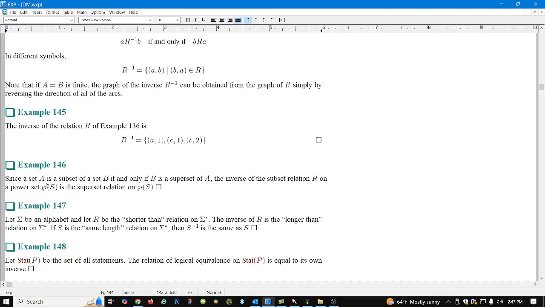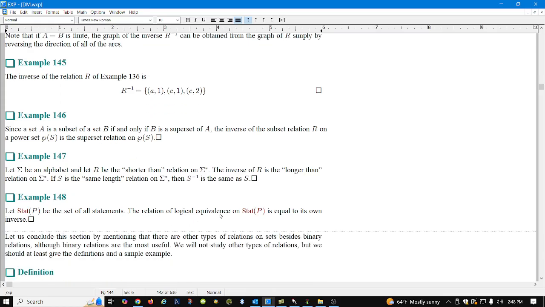So for the subset relation on a set A, the inverse is the superset relation. For words over an alphabet, the inverse of "shorter than" is "longer than."